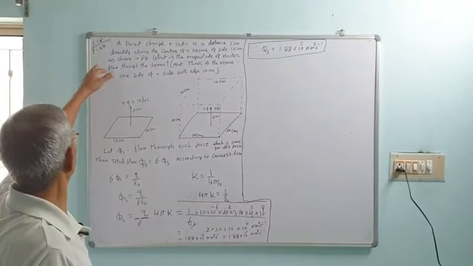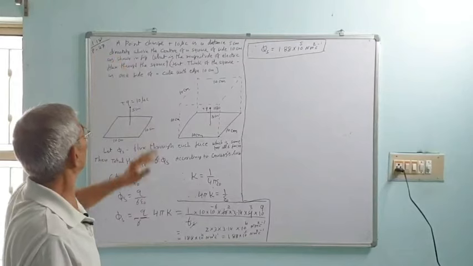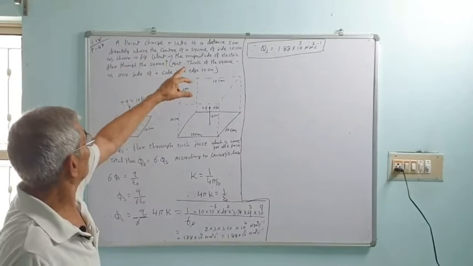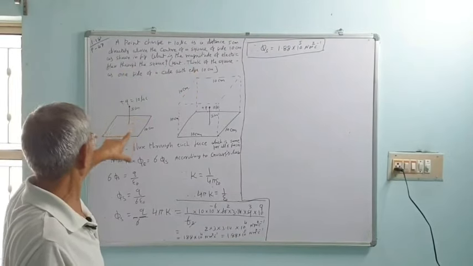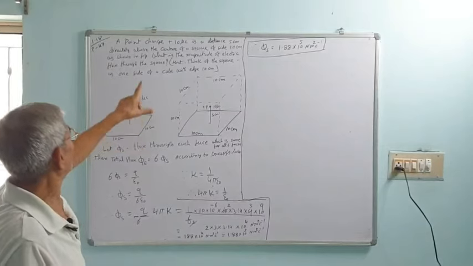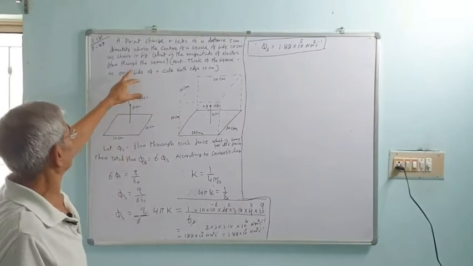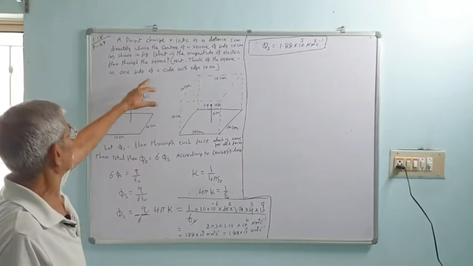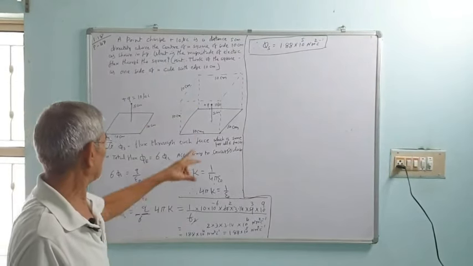Question number 1.18, page number 47 of the exercise. A point charge of plus 10 microcoulomb is at a distance of 5 cm directly above the center of a square of side 10 cm, as shown in the figure. What is the magnitude of the electric flux through the square? Now here it is given, think of the square as one side of a cube with edge 10 cm.